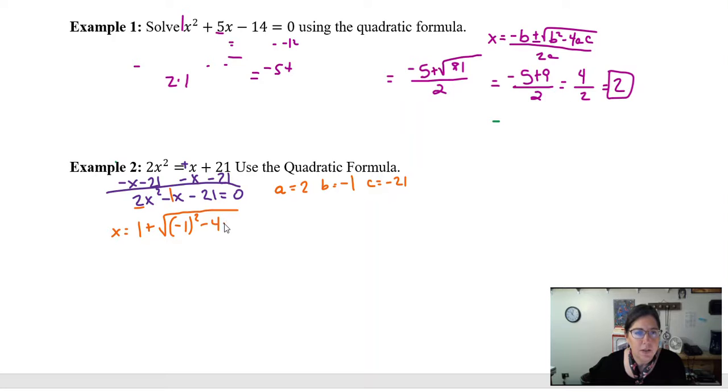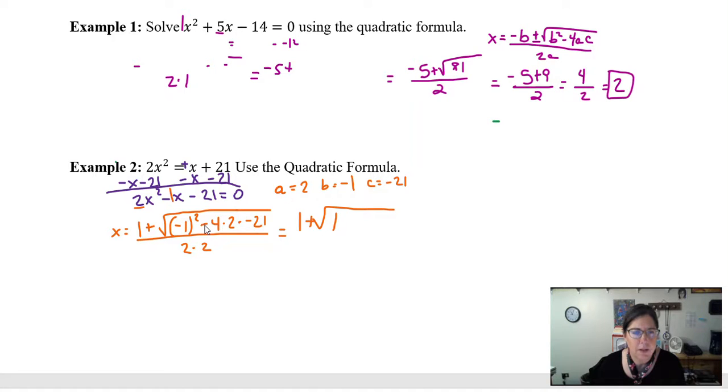Minus 4 times my a, which is 2, times my c, which is negative 21, all over 2 times a, which is 2. So now we'll go ahead and just start simplifying. 1 plus the square root. Negative 1 squared is 1.